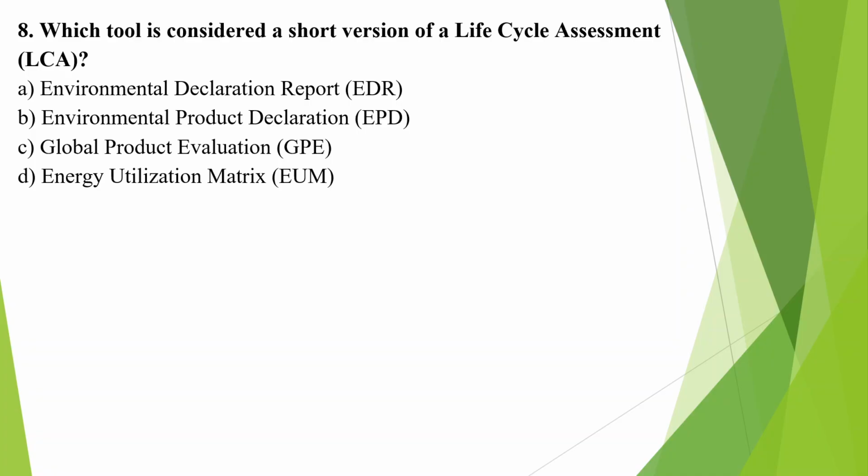They are absolutely correct, because this EPD is a concise standardized document derived from the LCA results. It is used for communicating environmental impacts of a product without disclosing sensitive information. It is a shorter version, you can say, the concise and standardized document derived from the LCA results. All of you are correct.